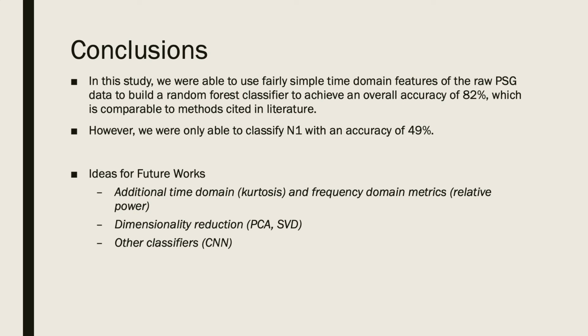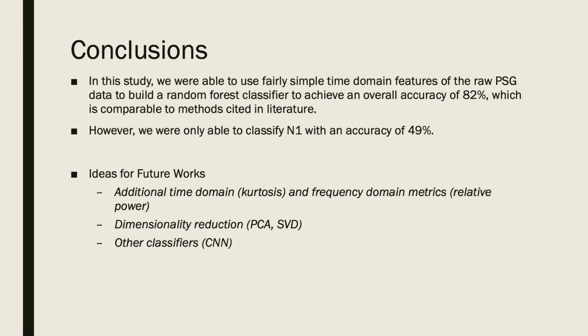So here are some conclusions. In this study, we were able to use fairly simple time domain features, the mean, the median, and the standard deviation, on just the raw PSG data to build a random forest classifier that achieved an overall accuracy of 82%, which is comparable to the methods cited in the literature. However, the weakness of this model is that we were only able to classify stage 1 with an accuracy of 49%.